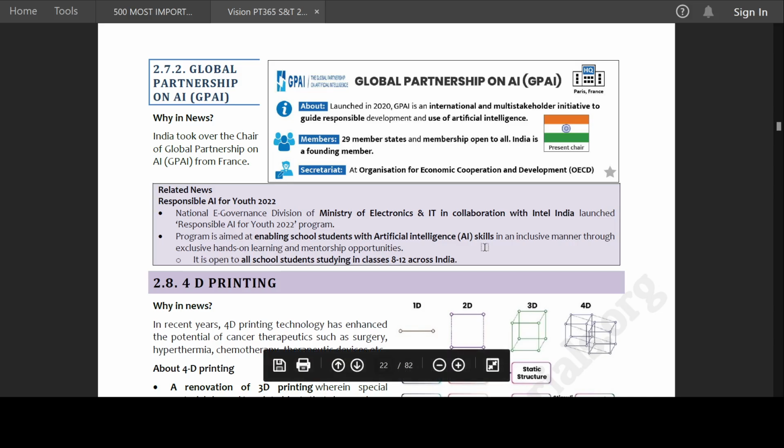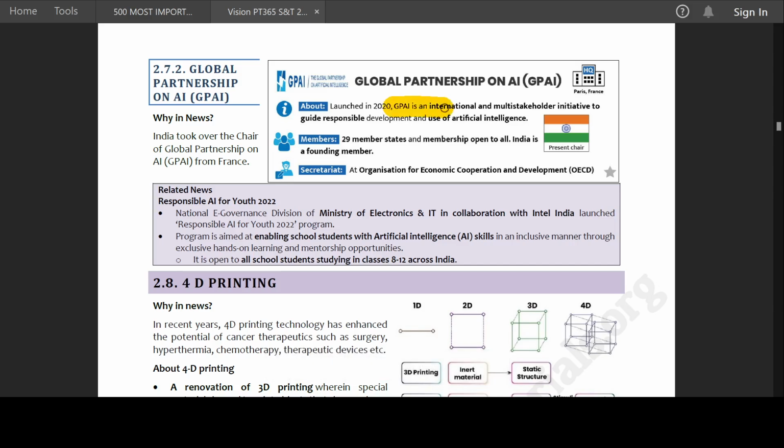Global Partnership on AI. Launched in 2020, GPAI is an international and multi-stakeholder initiative to guide responsible development and use of artificial intelligence. It is headquartered in Paris, France. 29 member states are the members, and membership is open to all. India is a founding member. The OECD (Organisation for Economic Co-operation and Development) Secretariat is present. India took over the chair of the Global Partnership on AI from France.